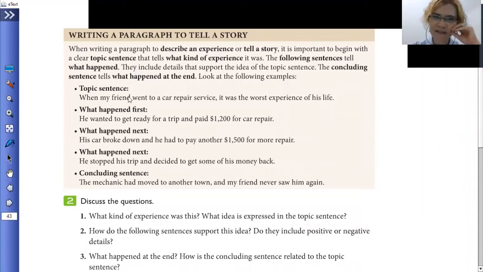So you give your topic sentence, which introduces the topic and the purpose. In this case, when my friend went to a car repair service, it was the worst experience of his life. So it was about a car repair, and the purpose is to tell the story that it was a bad event. And the first main point probably is what happens first, and then the second main point, what happens next, and then the third main point, what happened after that, and then you got your concluding sentence to just round it all up, right?